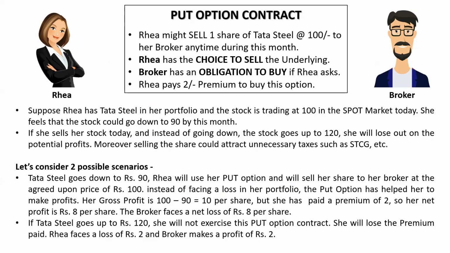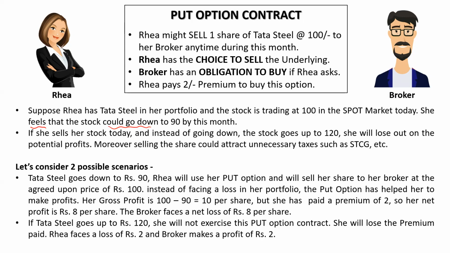Suppose Ria has Tata Steel in her portfolio and the stock is trading at 100 in the spot market today. So she has the stock in her portfolio. Current market price is 100. She feels that the stock could go down to 90 by this month. Now it is her feeling, or she has a hunch, or she is speculating that the stock could go down. She may be right, she may not be right, but she is facing a risk of the price going down.